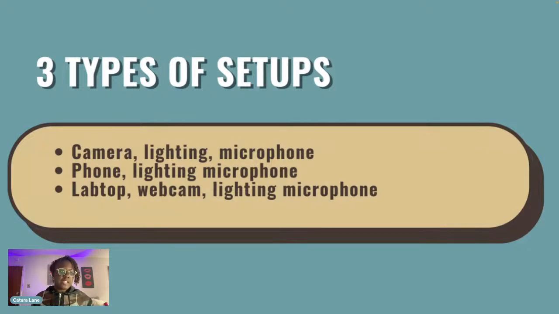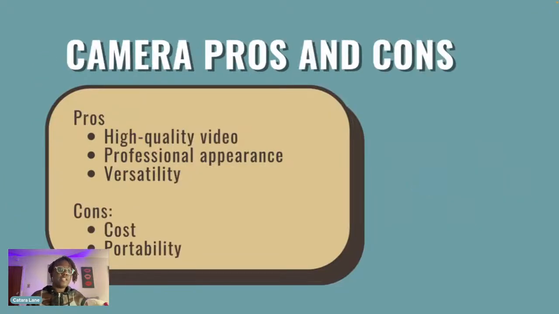So the three types of setups is basically you can either use a camera, lighting, and a microphone, you can use a phone, lighting, and a microphone, or you can use a laptop webcam, lighting, and a microphone. So these are the three types of setups that you can use. Now I'm going to go over the pros and the cons of using each.